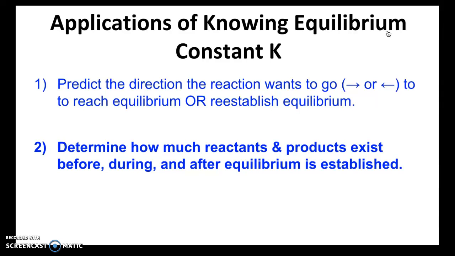In 5.1, you learned how to calculate the value for the equilibrium constant and also how to write the equilibrium constant expression. And in 5.2, you applied that knowledge to determine or predict the shift of a reaction by comparing the value of K to Q. Now we're going to apply our equilibrium constant to determine how much reactants and products exist before, during, and after equilibrium. For us, we're just going to look at examples once equilibrium is established, but just note that the skills that you learn here can be used for other cases as well.